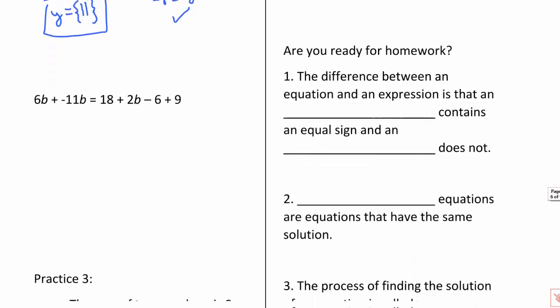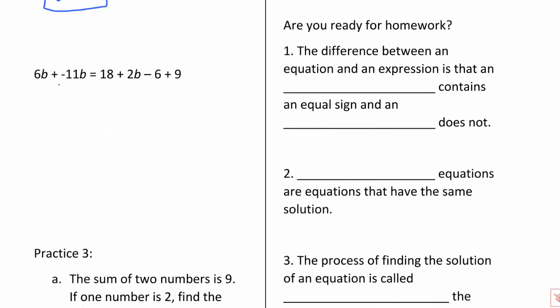Now then, we want to look at 6b plus negative 11b is equal to 18 plus 2b minus 6 plus 9. Again, we're going to just combine like terms on both sides, which means we're going to simplify both sides of this equation before we do anything. 6b minus 11b. 6 minus 11, well, subtract because they're opposite signs. 11 minus 6 is 5. Label it as b, but notice that the largest is negative, so this is a negative 5b.